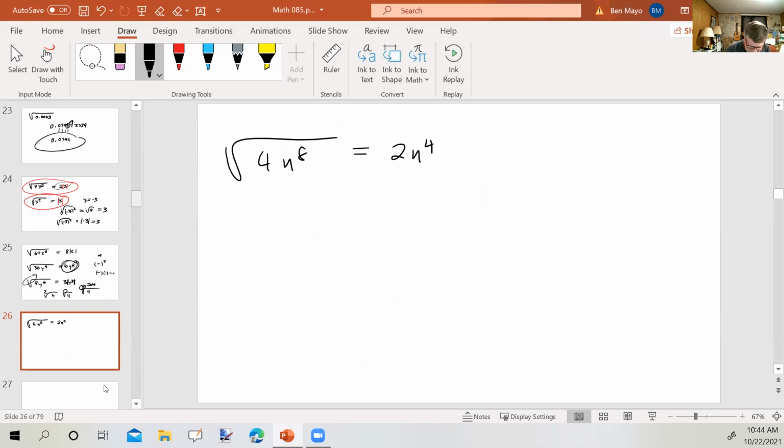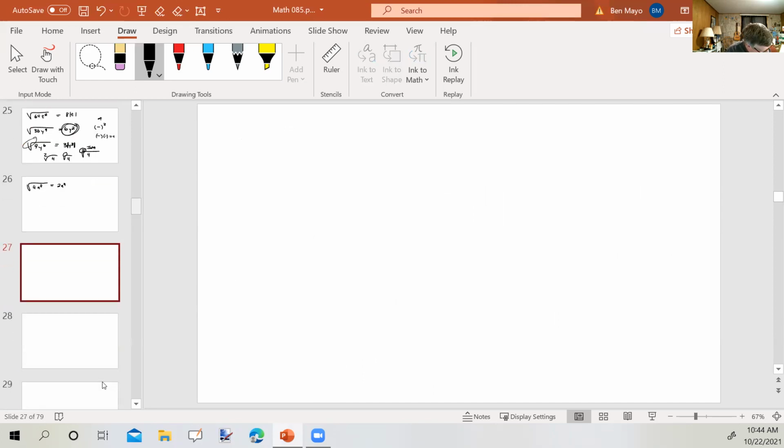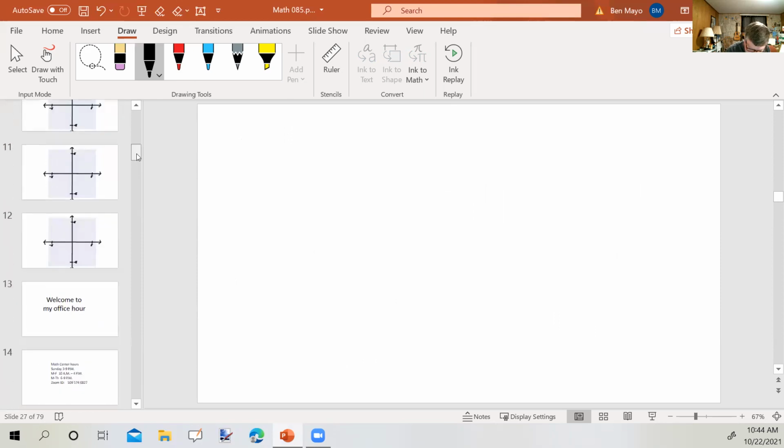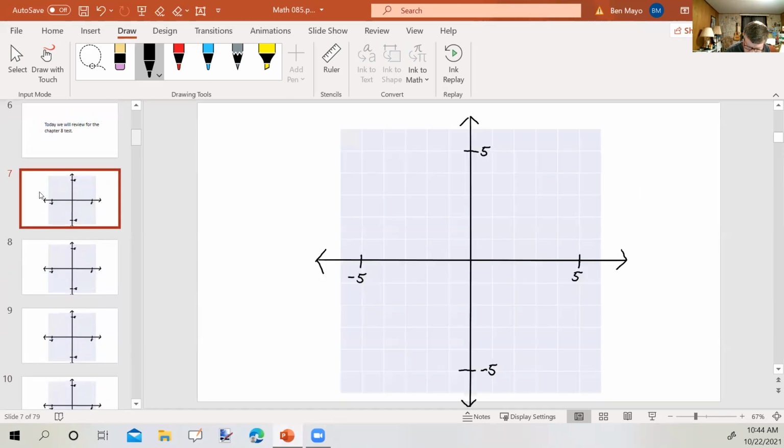All right, now, next we're going to take a look at a function. We're going to complete a table and graph the function. Let's go back up to this square. And this is what we have. We have f of x equals the square root of x. Okay, so that's our function we're going to graph.